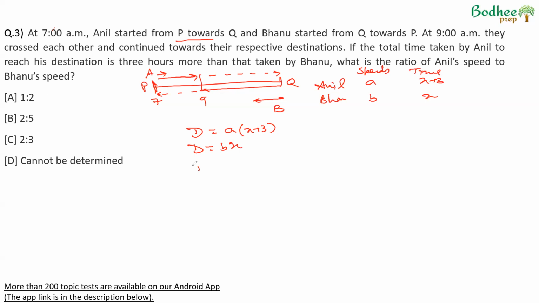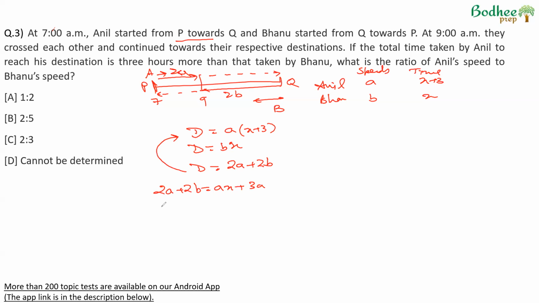Also, when they meet, they both have traveled from 7 to 9, 2 hours. Therefore, in 2 hours, Anil will cover 2A, Bhanu will cover 2B. So, this is 2A, this is 2B. From here, the sum of this will be the distance between P and Q. We have to find the ratio of A and B. So, we somehow eliminate X from here. So, what we do is we write from the third equation, if I put the value of D, I'll say 2A plus 2B is equal to AX plus 3A.